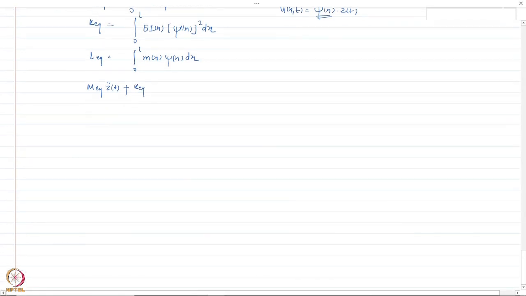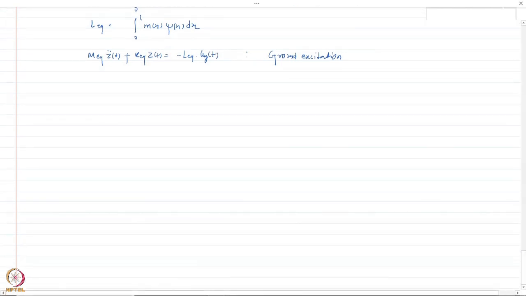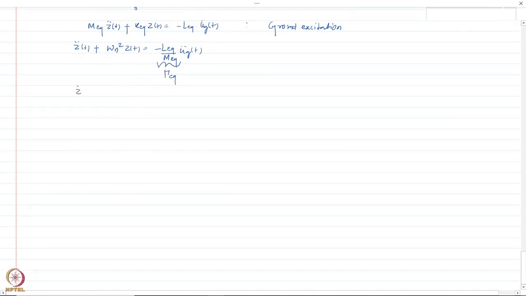The expression that we had was K equivalent times z(t) equal to minus L equivalent times ug double dot(t). This was the expression that we had derived for ground or earthquake excitation, in which ug double dot was the acceleration of the ground. Now I can divide the whole thing by M equivalent and write this as z double dot(t) plus omega n squared z(t) equal to minus L equivalent over M equivalent times ug double dot(t). And this term I can write as another factor, gamma equivalent, so that the equation of motion I can write like this.